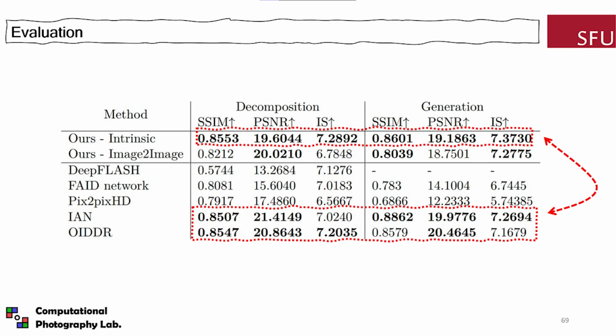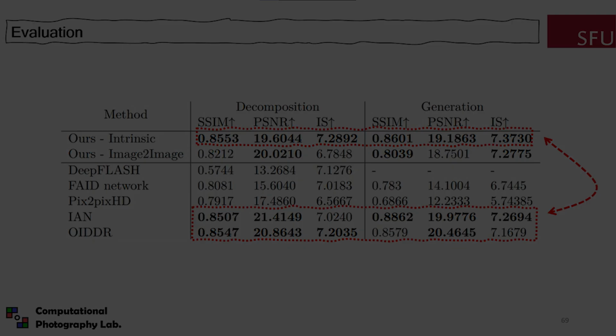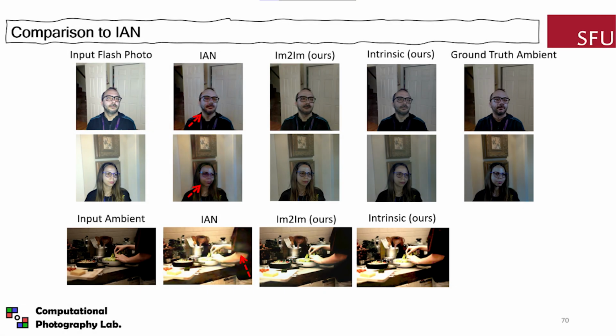EN and OIDDR are two very recent image relighting networks and are very similar to us in terms of metrics. However, they both show disadvantages. In EN, although they have three networks to relight the image from coarse to fine, we still see artifacts in both generation and decomposition.